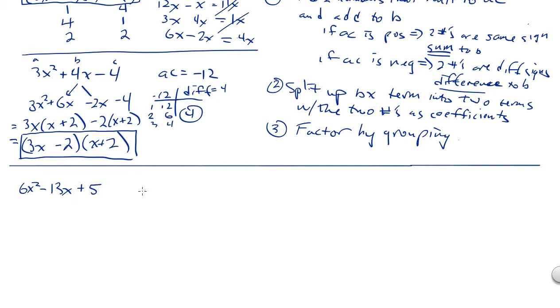Again, trial and error can be done with this. It's not too bad. You just have a couple possibilities with the 6 here. 1 and 6, 2 and 3 if you're factoring it normally with binomials. It's doable. But let's do it with the AC method. AC is positive 30, so same sign, sum.